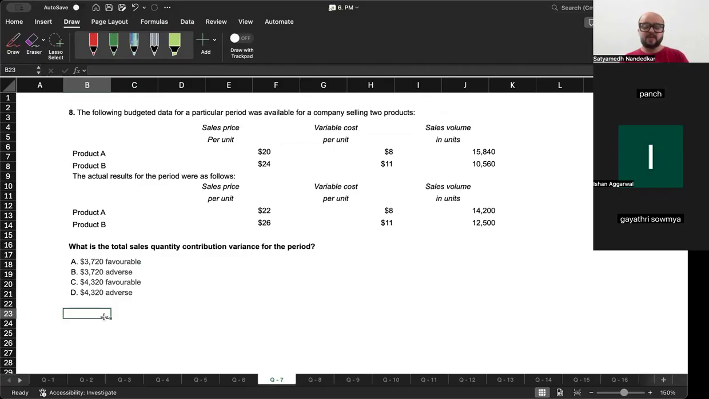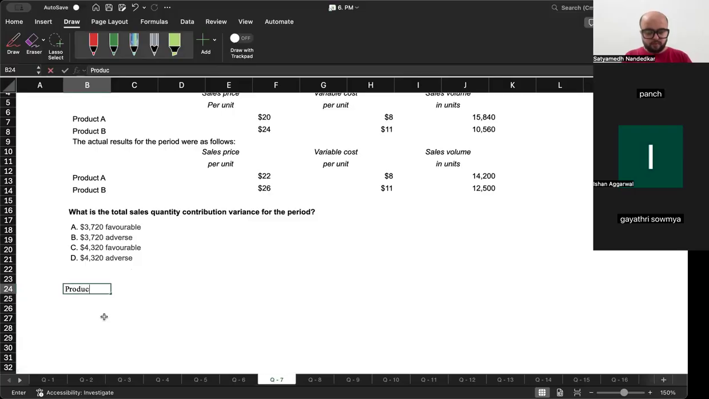What is the total sales quantity contribution variance? The following budgeted data for a particular period was available. Product A, selling price, variable cost, sales volume in units. This is the budgeted plan, okay? Product A ka selling price 22, B ka 26, variable cost 8, variable cost 11, sales volume in units 14,200, 12,500. Okay, so product A and B, actual quantity 14,200, 12,500.